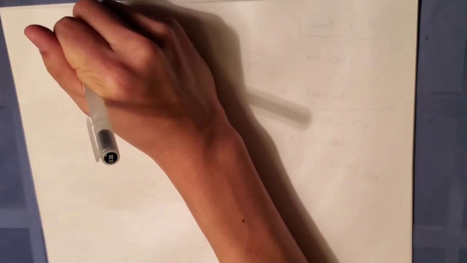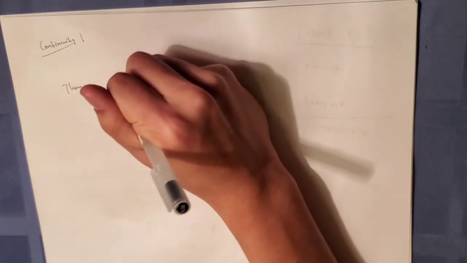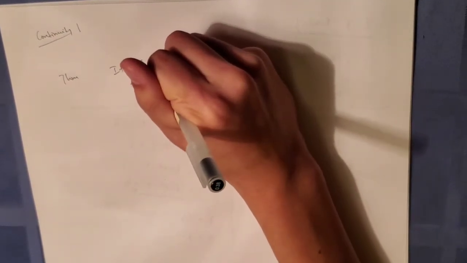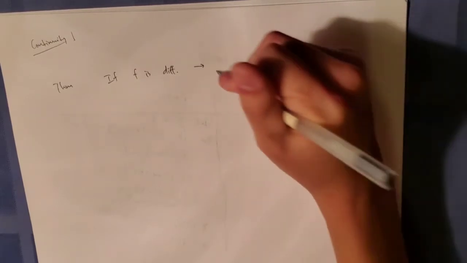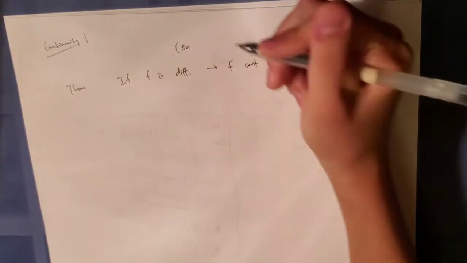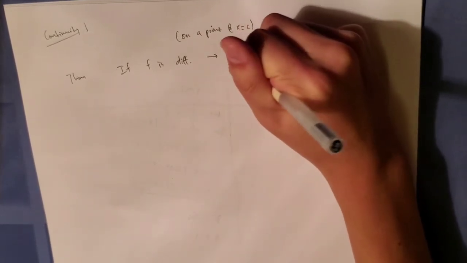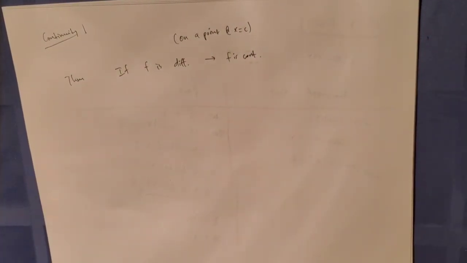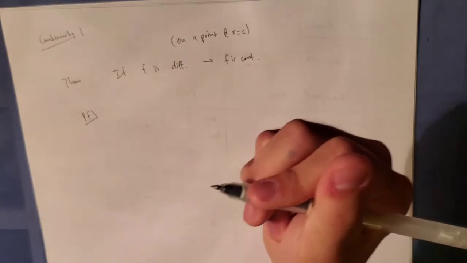And lastly, we have some continuity importance. So here's a theorem. If f is differentiable, that implies that f is continuous. Oh, sorry, this is all at a point c. Okay. I guess we can prove this. It's proof. Hopefully I still remember to do this.